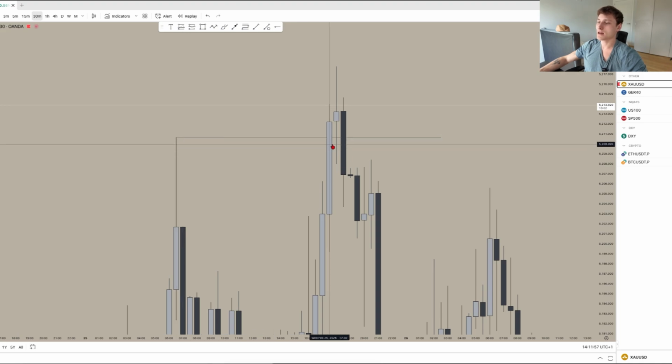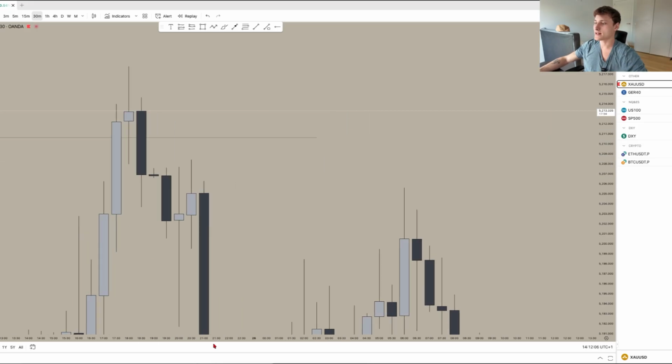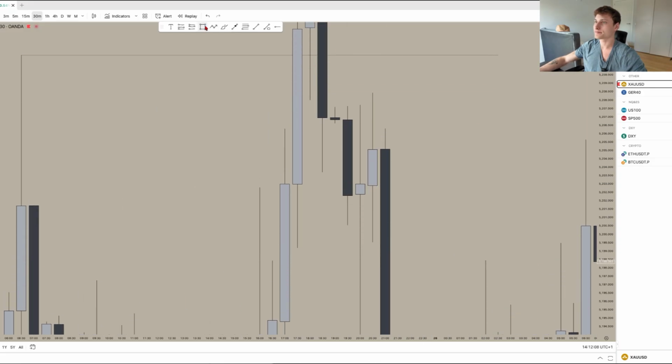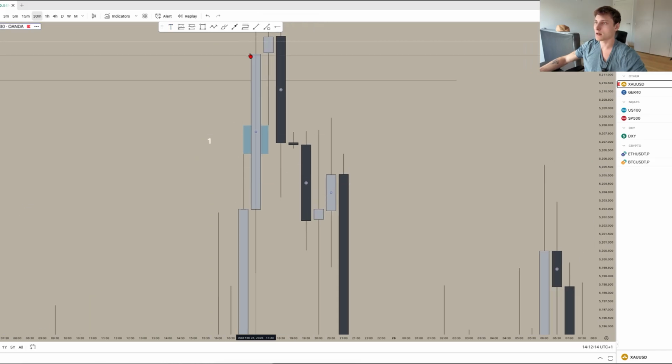And this is the manipulation on the 25th of February, same day. Nice. Okay. So the price hit this high, and after that the price gave us imbalance number 1. So this is FVG number 1. We'll mark it. Number 1.